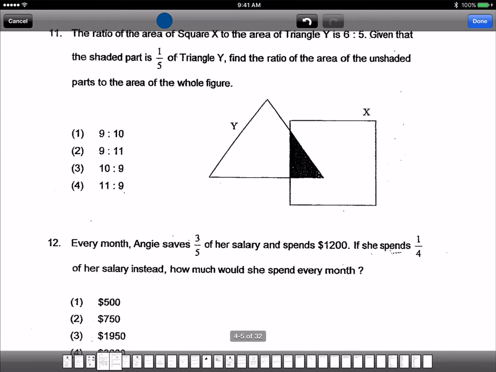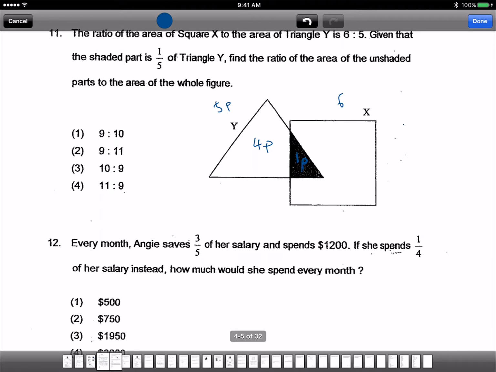The ratio of the area of x to the area of y is 6:5. Area of x is 6, this is 5. Given that the shaded part is 1/5 of triangle y, so this is 4 parts, so this is 5 parts, 4 parts, and this is 1 part. It's 1 part over here.